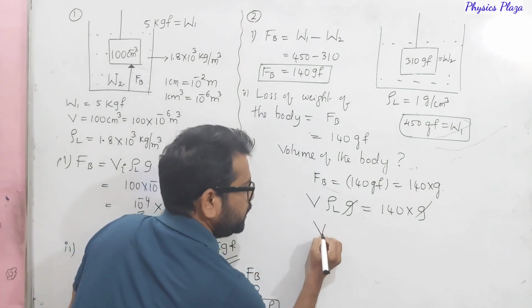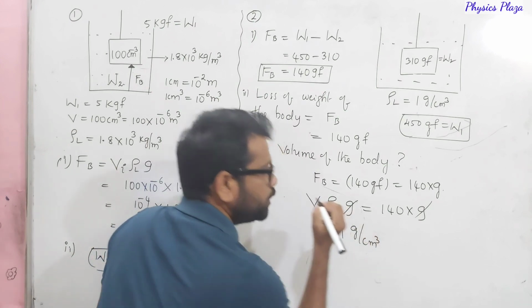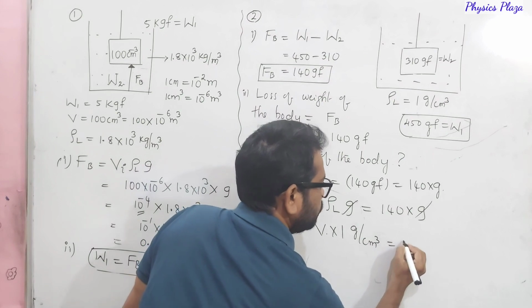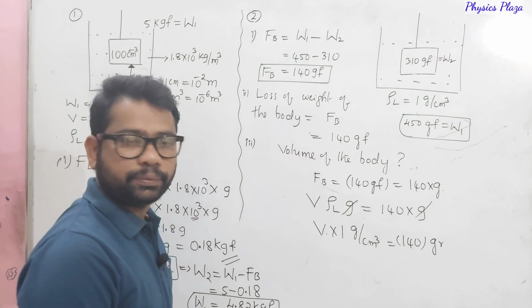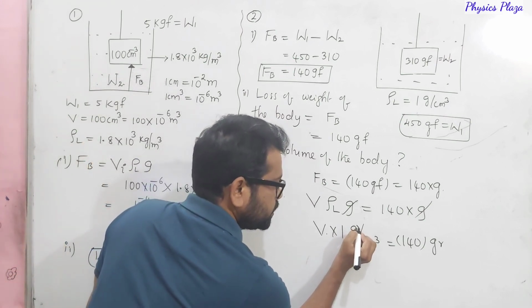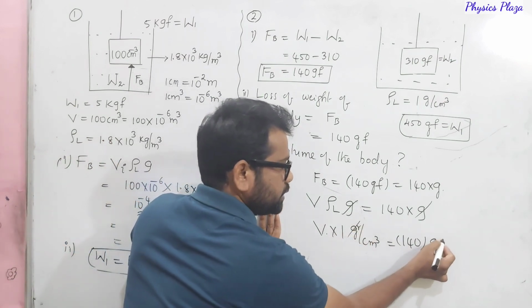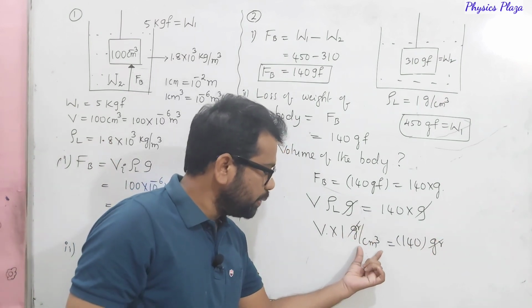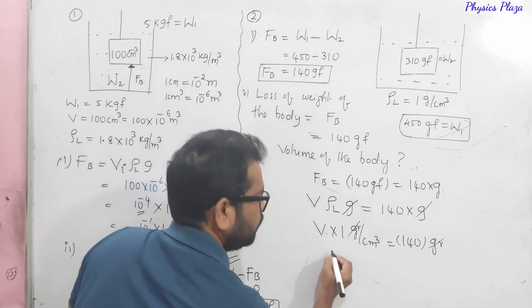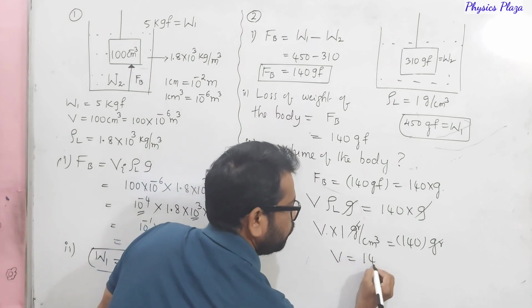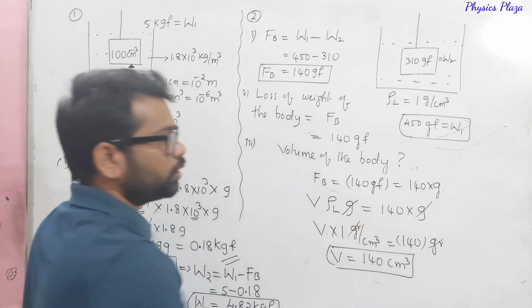So it is V into 1 gram per centimeter cube, which is equal to 140 grams. Don't get confused, this is grams. Now this grams gets cancelled with the 1 per centimeter cube. When it is taken to this side, it is multiplied. So here the volume of the solid is equal to 140 centimeter cube. That's it, 140 centimeter cube.